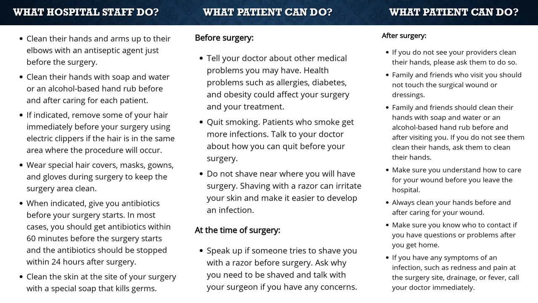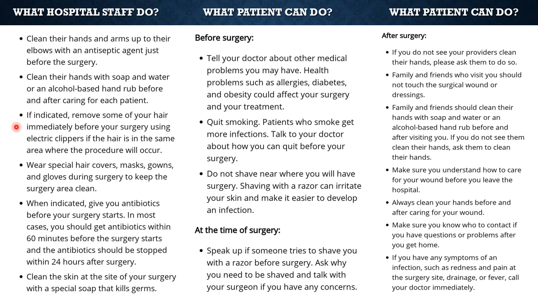So here is a summary of what precautions can be taken by the hospital staff and what the patient can do to help them in preventing cross contamination and infection. Here you see cleaning and washing of hands and arms up to the elbows, alcohol based hand rub after caring for each patient or washing with soap and water.